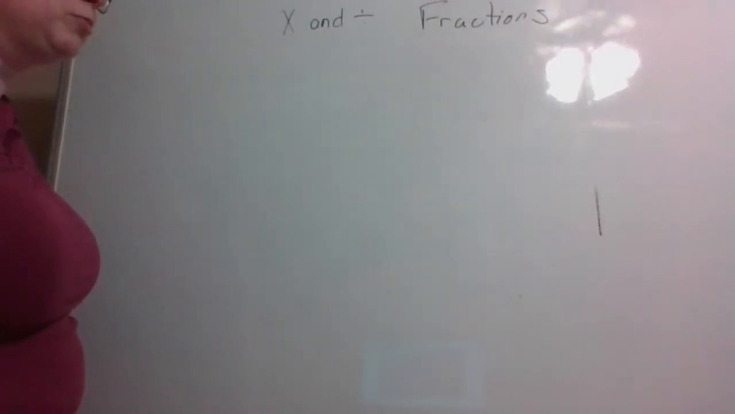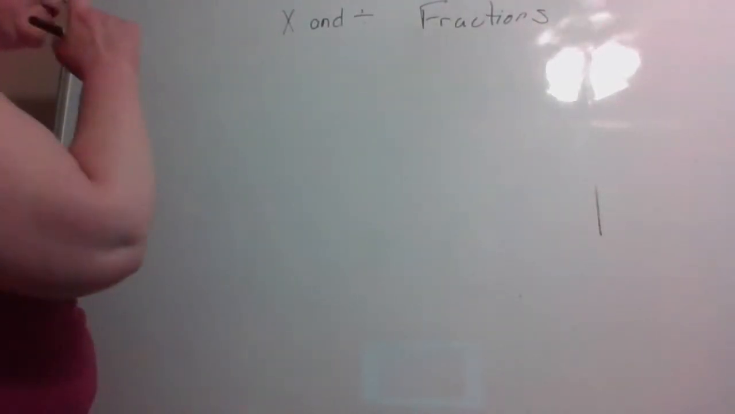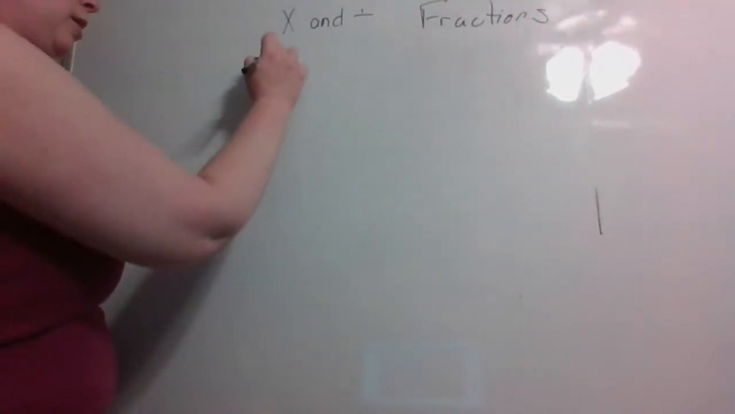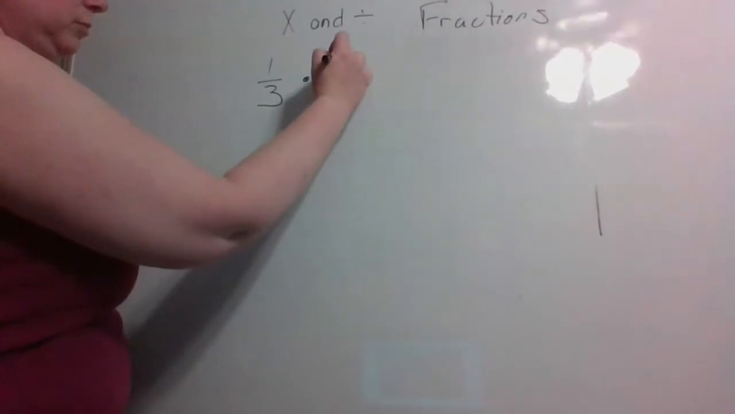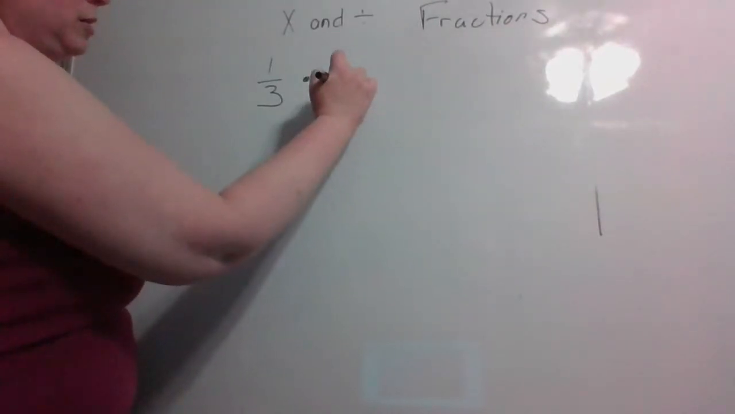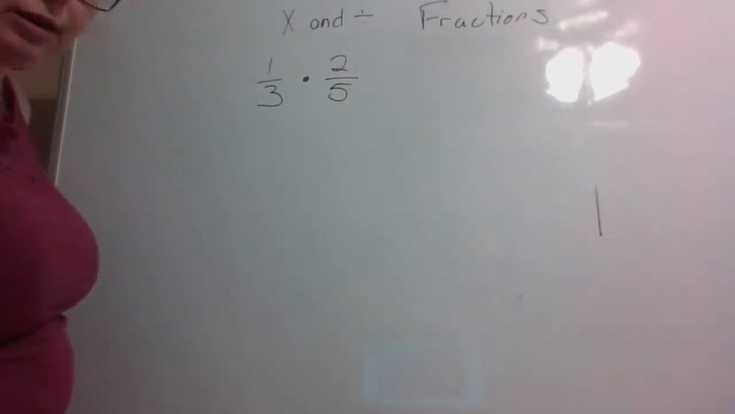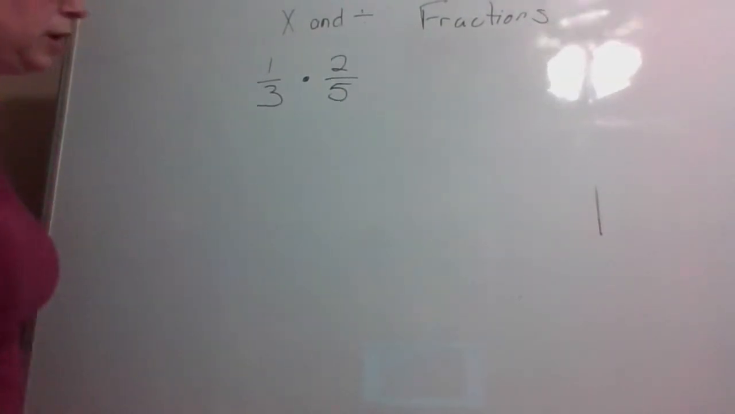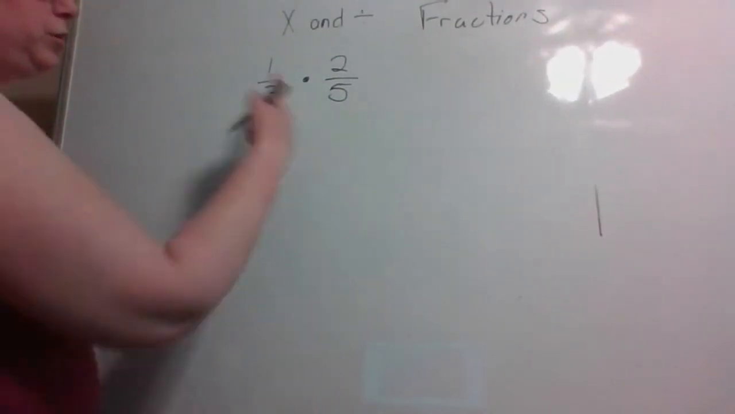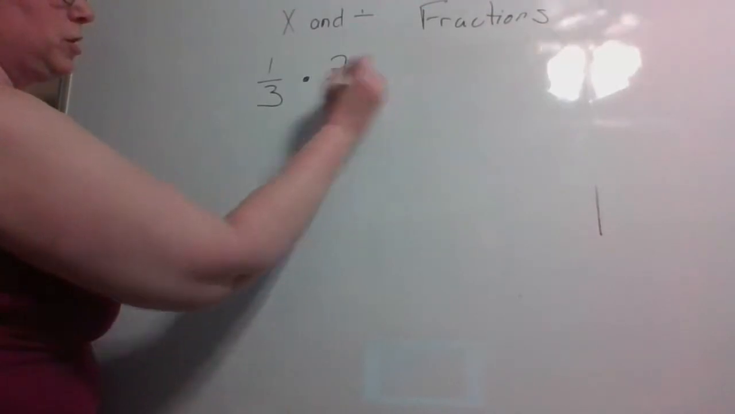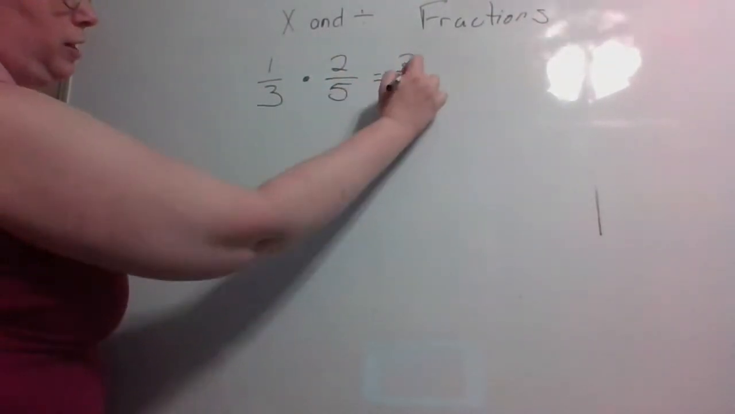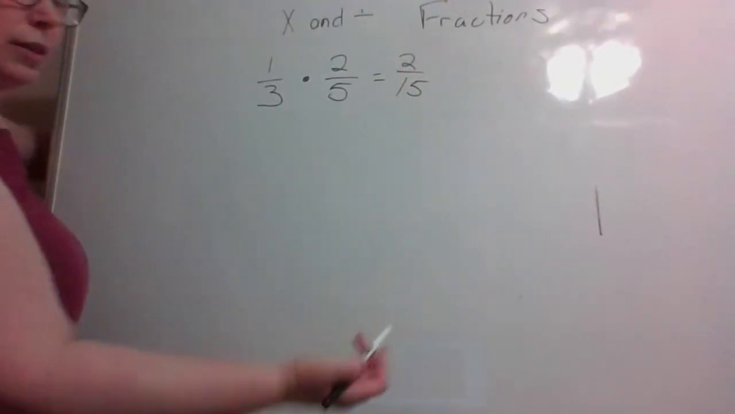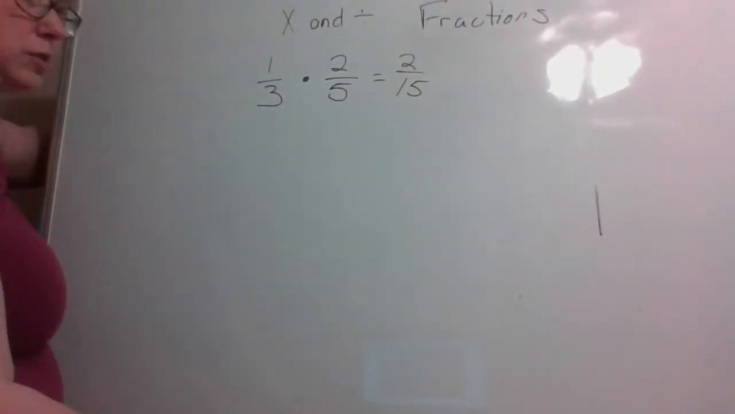Here we are with multiplying and dividing fractions. When you multiply fractions, it does not matter if you have like denominators or not. Doesn't matter because what you're going to do is actually just multiply across the top. So 1 times 2 is 2, 3 times 5 is 15, and that is our answer, 2/15.